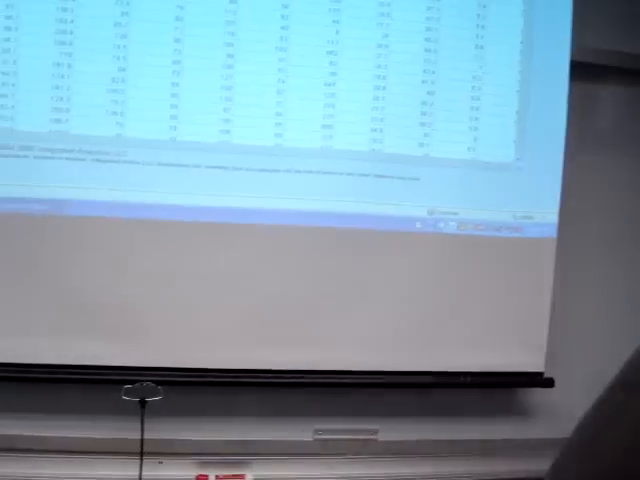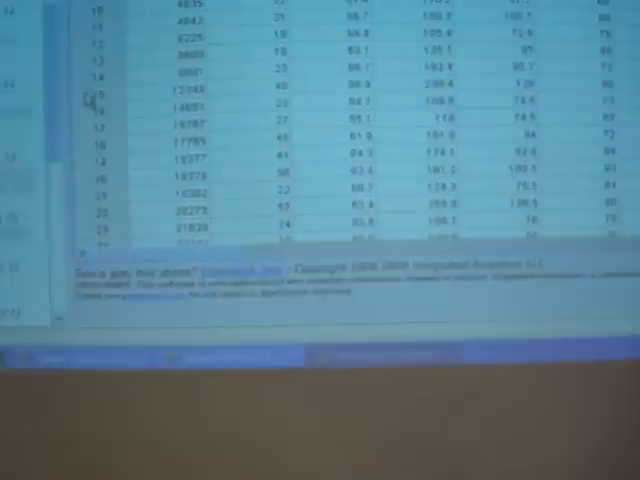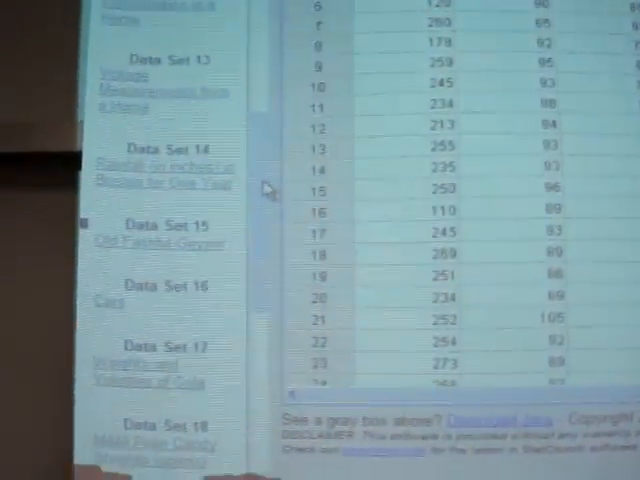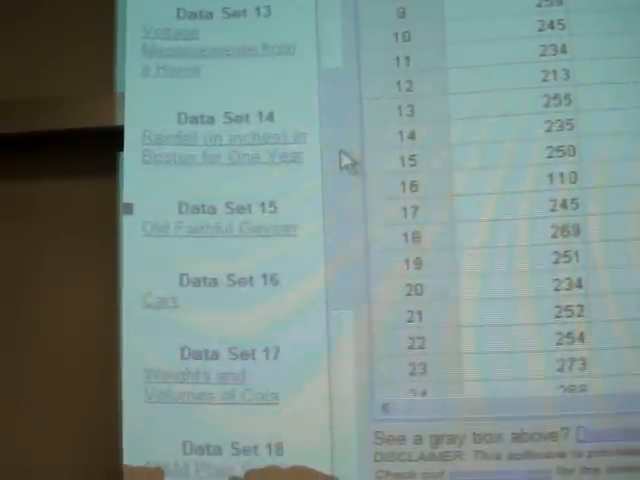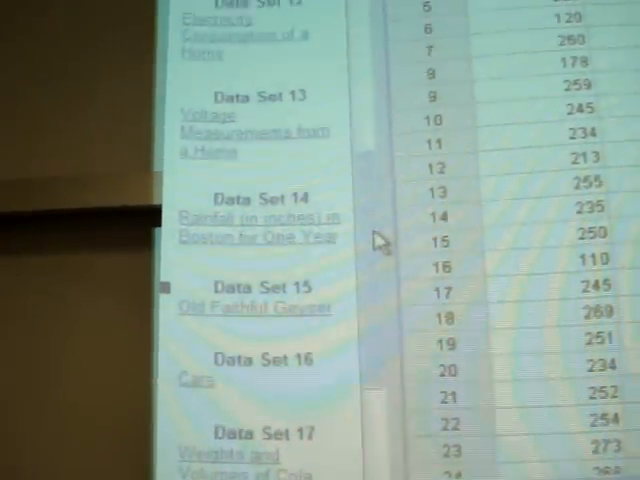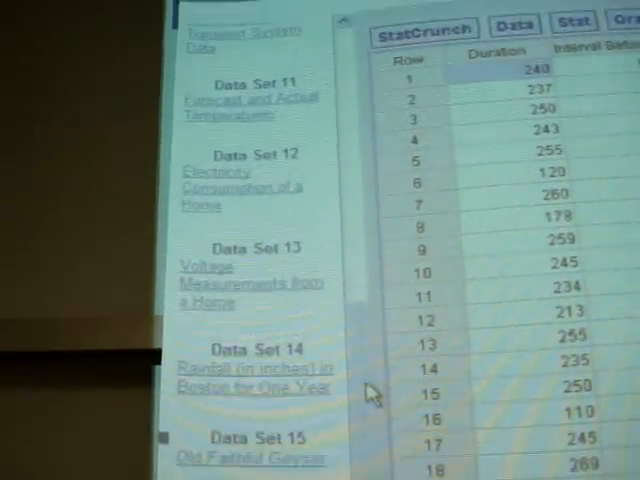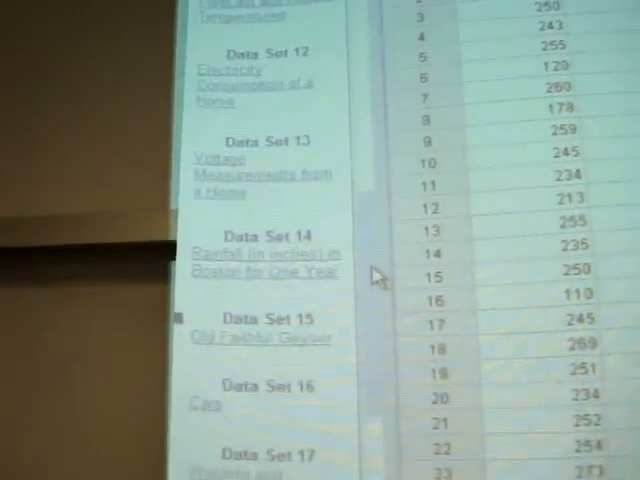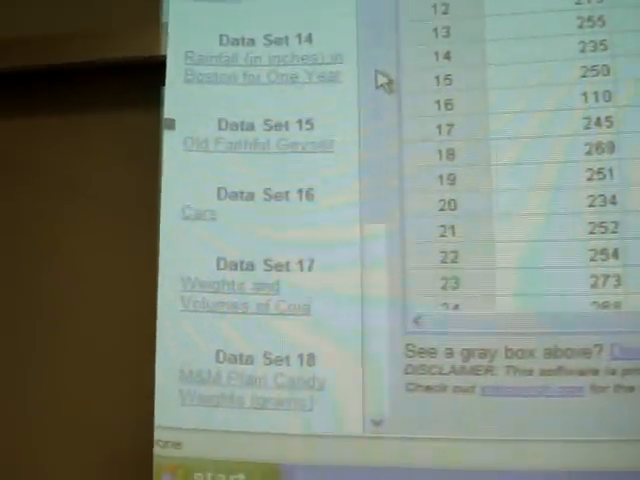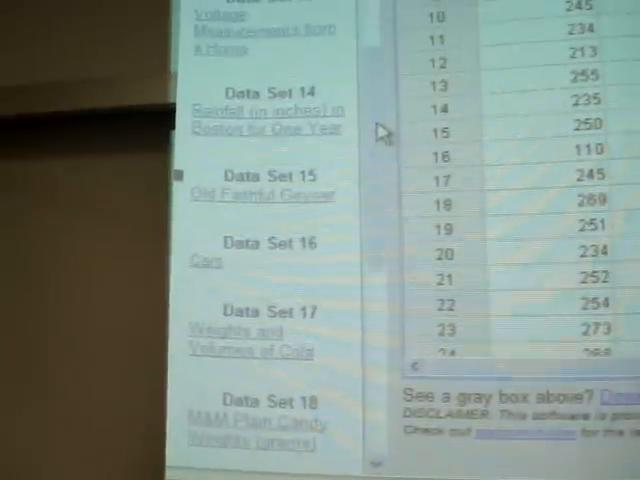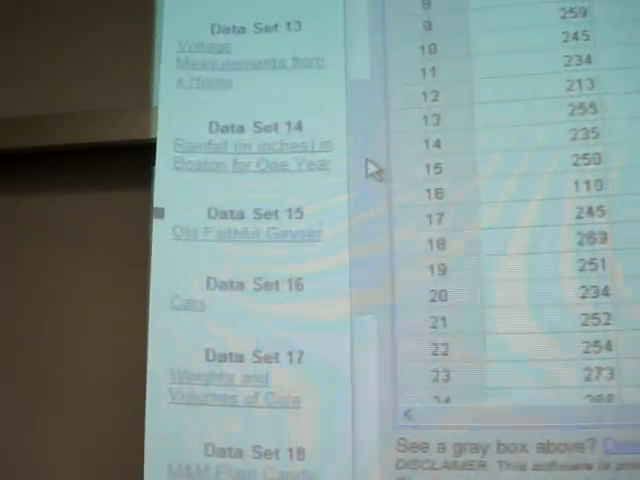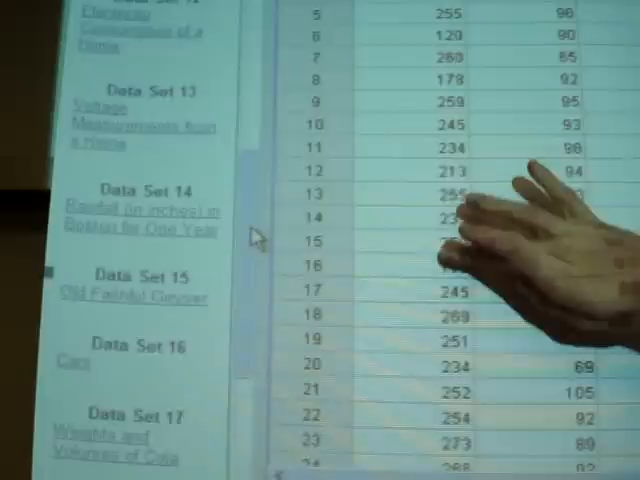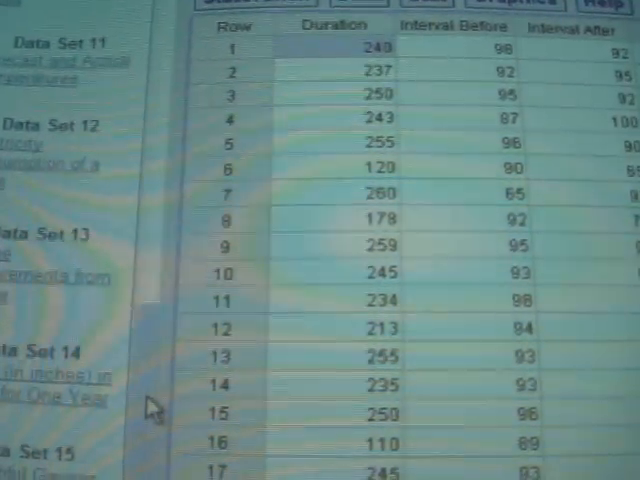So the first one, and notice, maybe people haven't noticed this, but on the left-hand side of the StatCrunch window are all the data sets, or links to all the data sets that are referred to in the book, or almost all of them. So this particular one goes along with number 5, and this is Old Faithful data. And so this is a list of a bunch of durations, so how long the geyser was erupting.